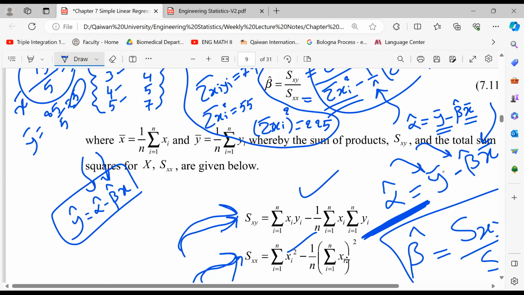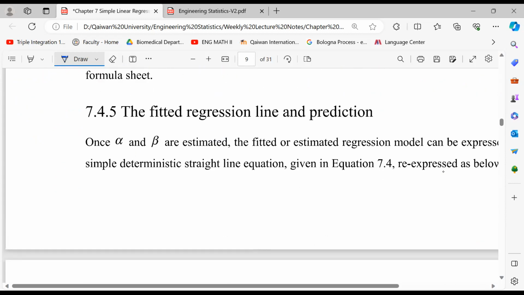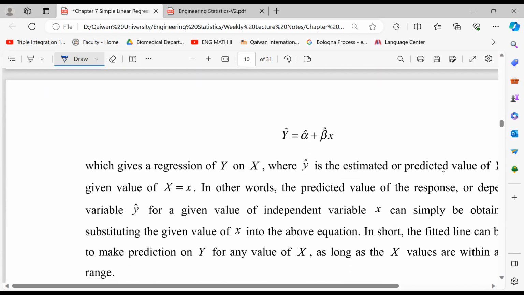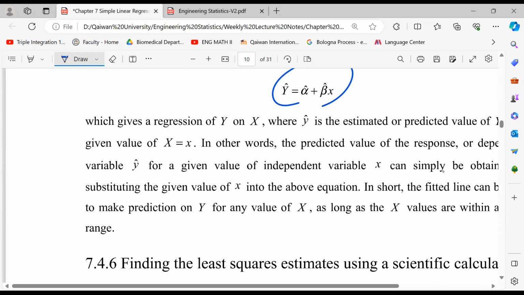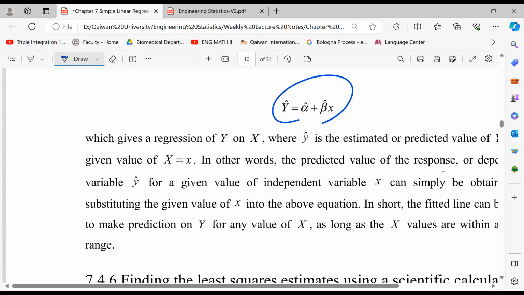We will have an example about this. So that's it. It's our equation that we need to find. In this equation, only 2 things we need to find, which are alpha hat and beta hat.